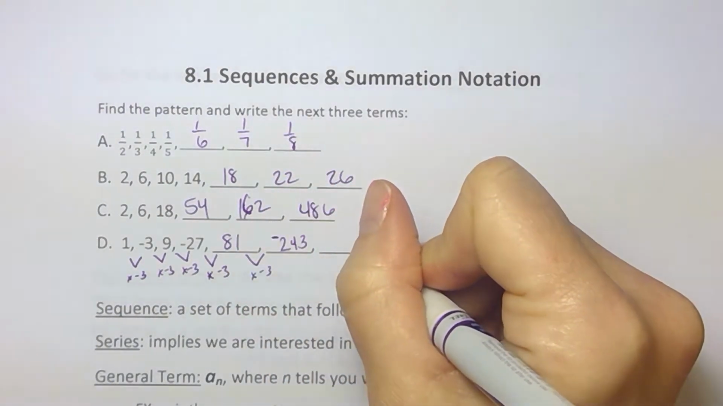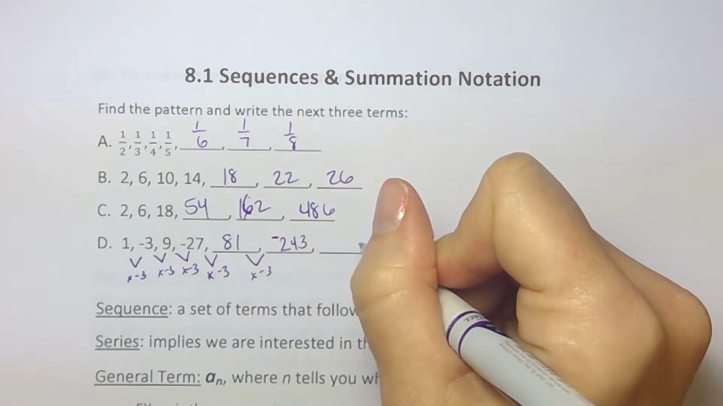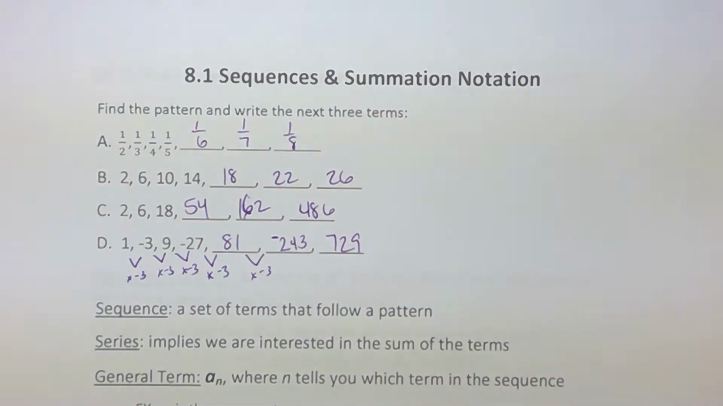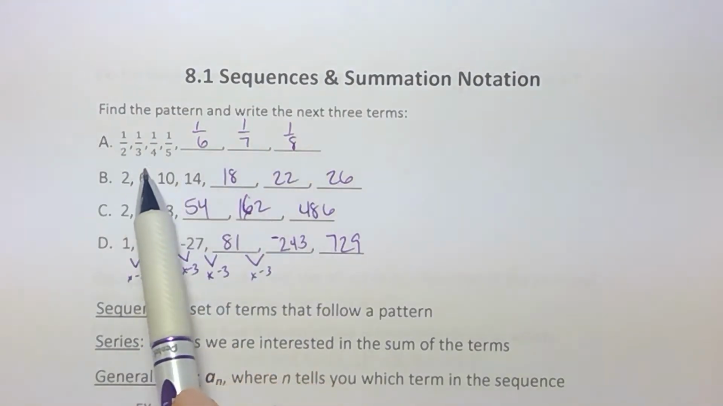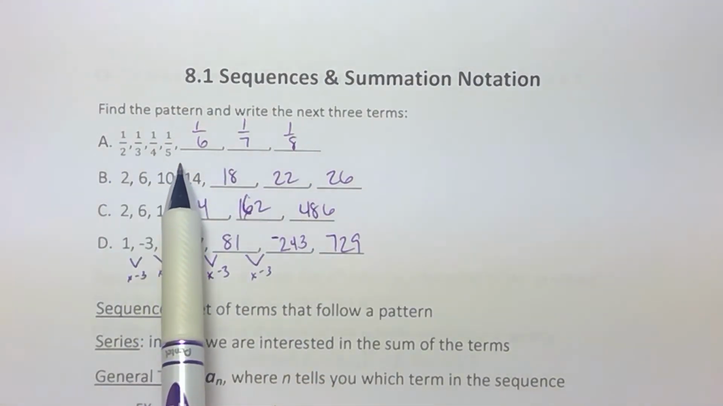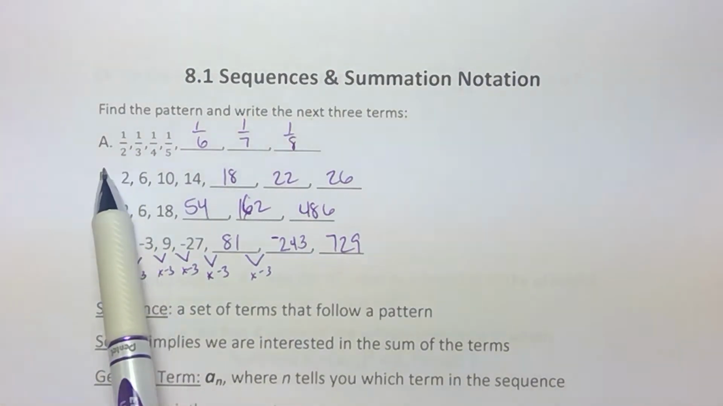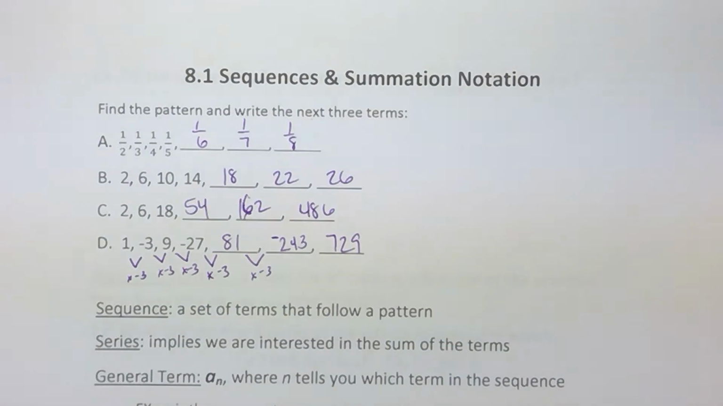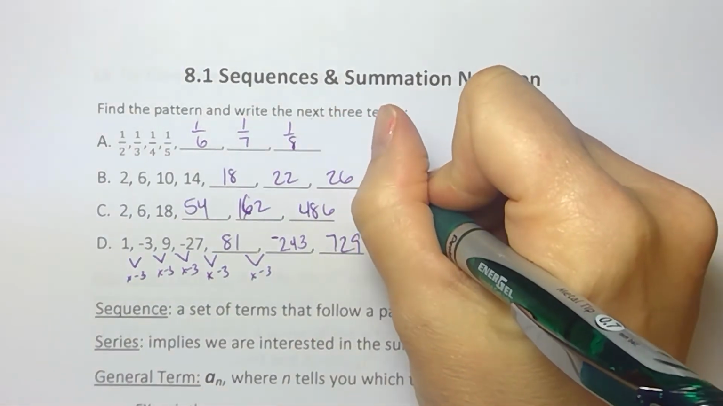And for my next term, it's going to be positive because I'm multiplying this negative times a negative. It's a positive 729. All right, so out of those 4 different patterns, our first one we weren't changing by a set amount. We're just adding a 1 in the denominator. For B, I was adding a value each time. So we had what we were going to call a common difference.